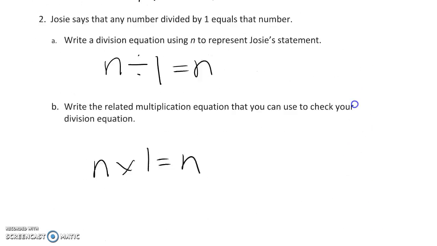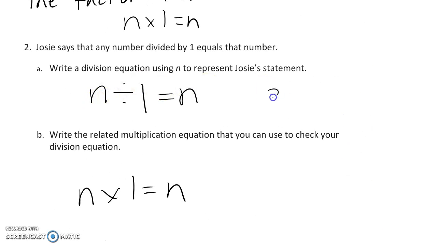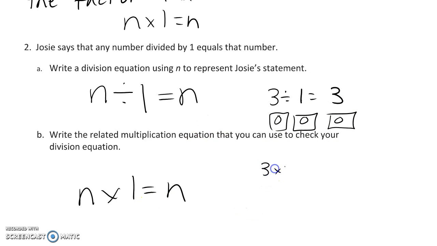Okay, we can also put numbers in here, like let's do 3. 3 divided by 1 equals 3. Well, that's true. If I have 3 cookies, and I put 1 in each group, I end up with 1, 2, 3 groups. So let's use 3 down here now. 3 times 1 equals 3. Is that true? Yeah. If I have 3 groups, 1 in each group, that gives me 3 total things. So that's how you can show what Josie's talking about.